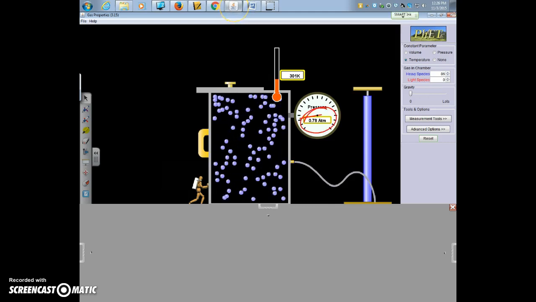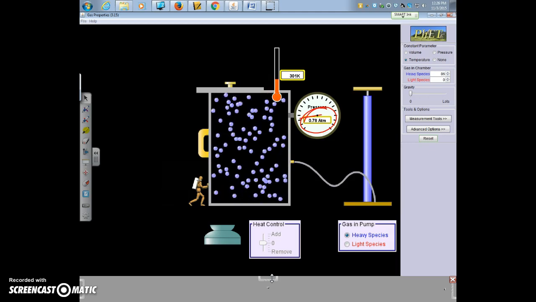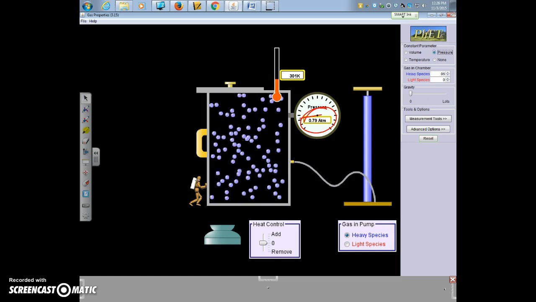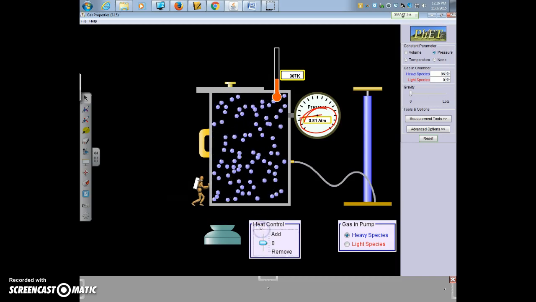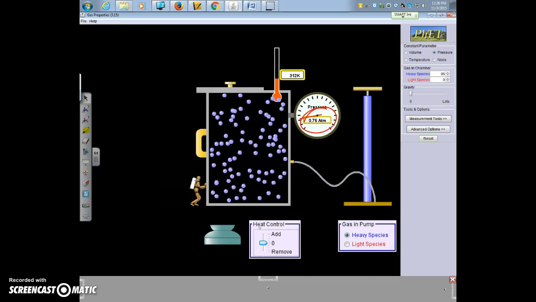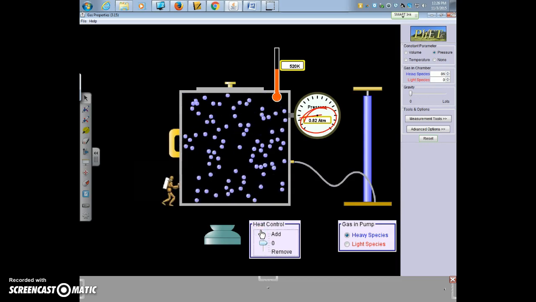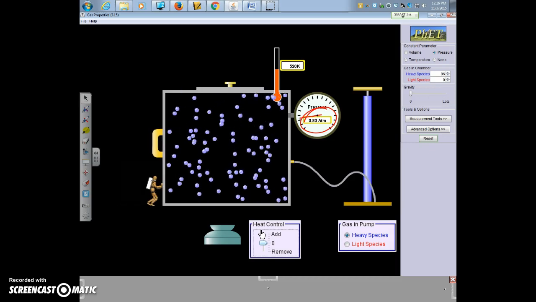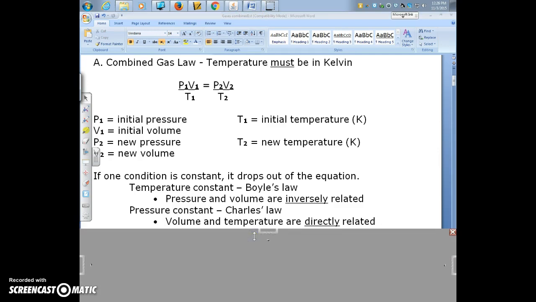Now, if we look at the simulation again, I'm going to say that we are going to have the pressure be constant, so we'll stick it at 0.8. And now it's just going to be volume and temperature. So I'm going to add some heat here and see what happens to my temperature. Our temperature should go up, and as my temperature goes up, you can see fire is being added. This volume is flexible, and so as my temperature goes up, my volume also goes up. So what we're going to see there is a direct relationship. Volume and temperature are directly related. So as temperature goes up, so does your volume.